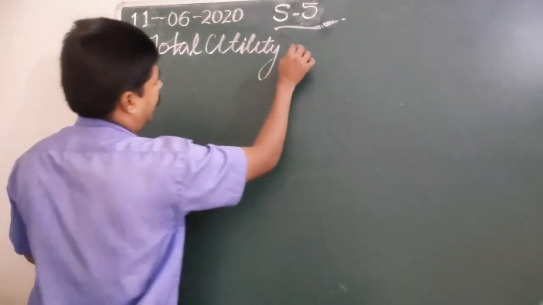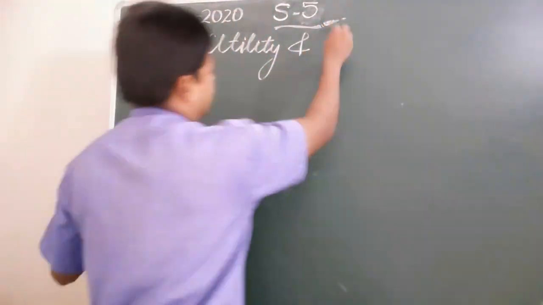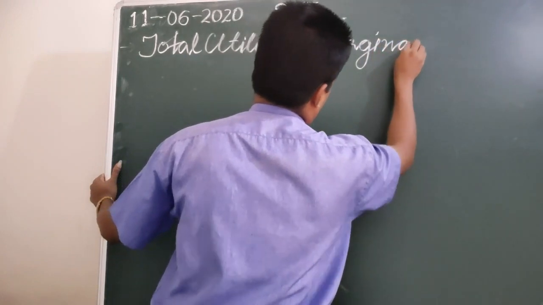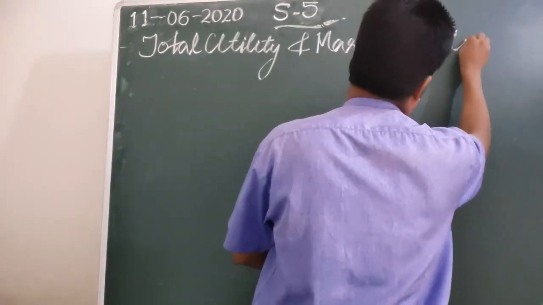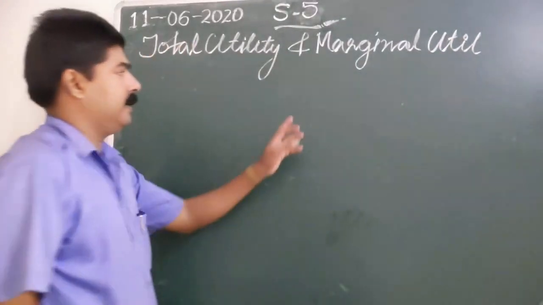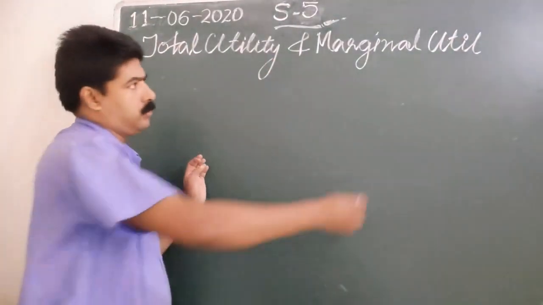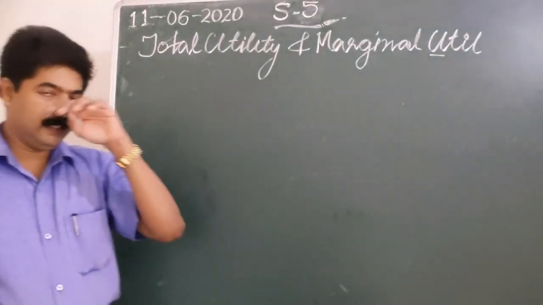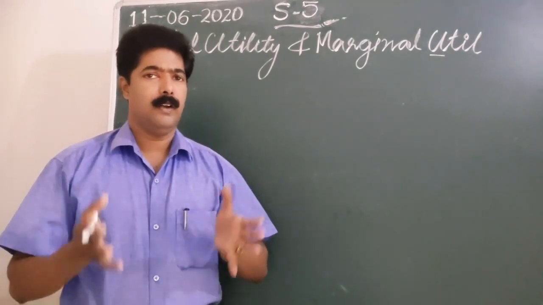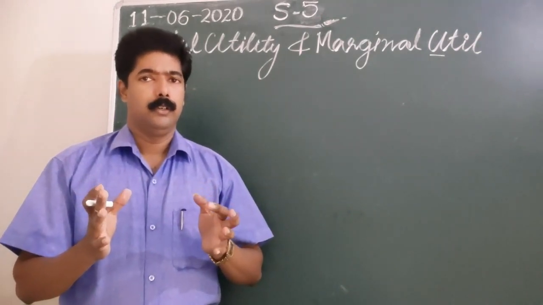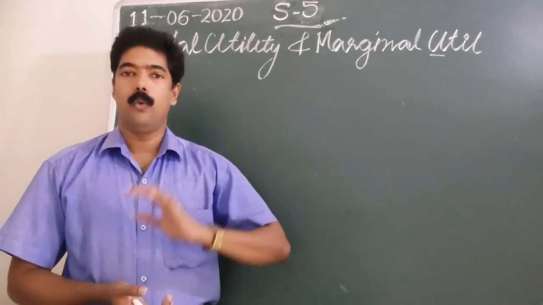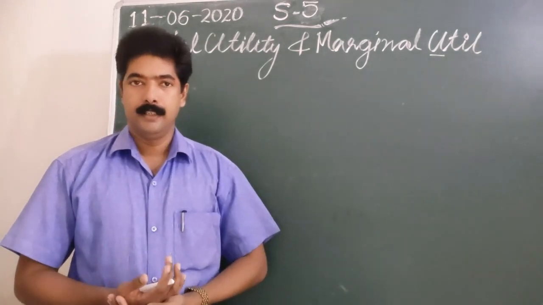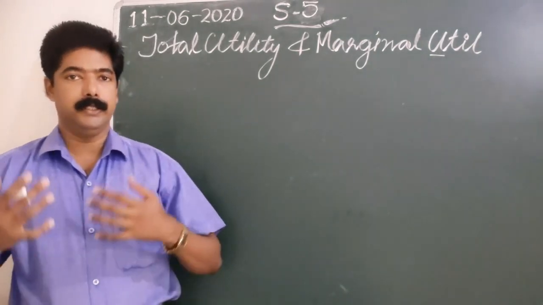Total utility and marginal utility. Utility is also known as util. Now, let us lightly recollect what utility is. Utility refers to the want satisfying power of a commodity. The features we discussed, and we are very clear with the utility.